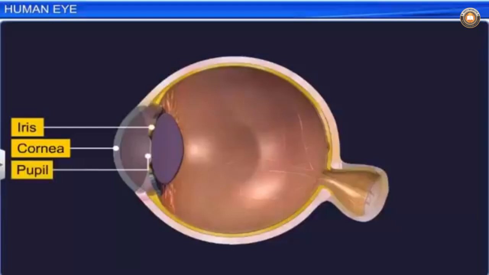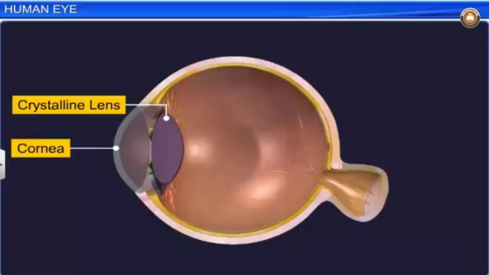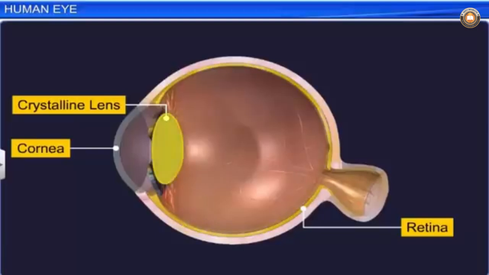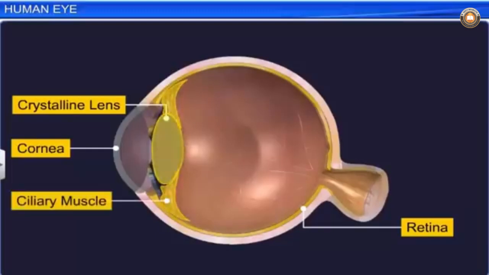The crystalline lens is held in its position by the ciliary muscles. The retina is a film of nerve fibers covering the curved back surface of the eye. It detects the presence of light and its color and sends this information to the brain through the optic nerve for further processing.